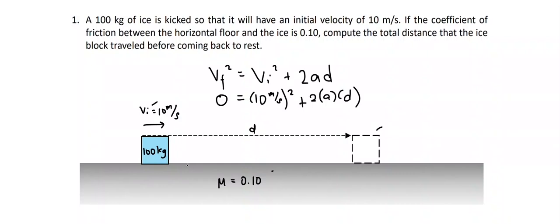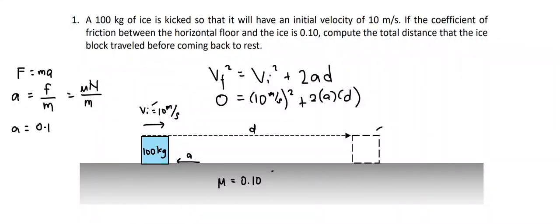And to solve for the acceleration, that is due to the friction force from the surface, we use Newton's second law of motion, that is, force equals mass times acceleration, where acceleration is equal to force, which is the force of friction, divided by the mass. And the friction is basically equal to mu times the normal force of the ice to the surface, divided by the mass of the ice.